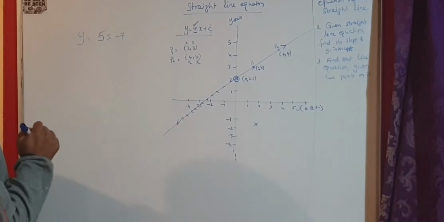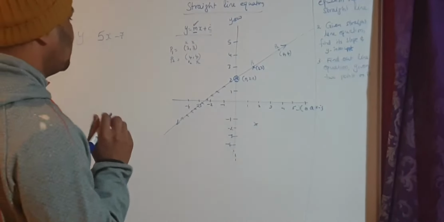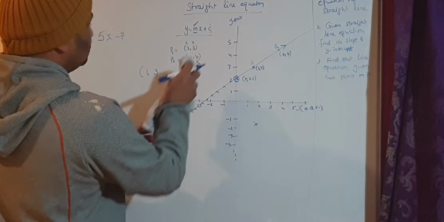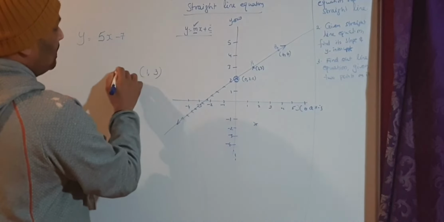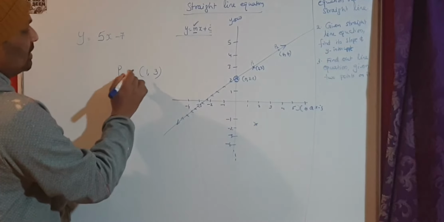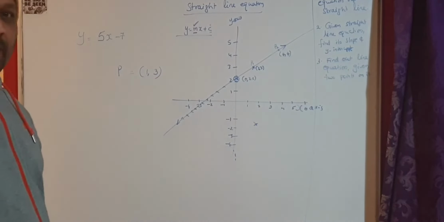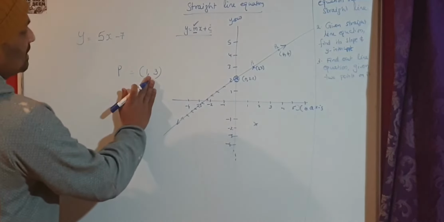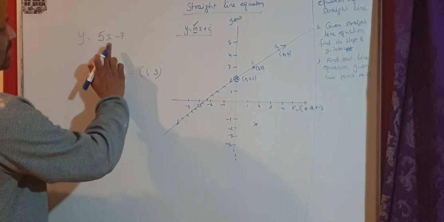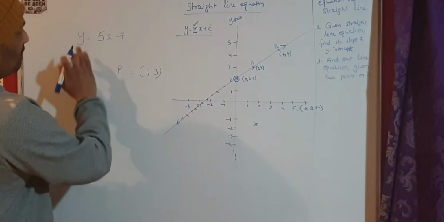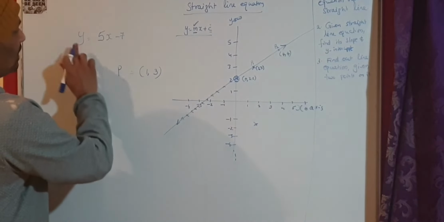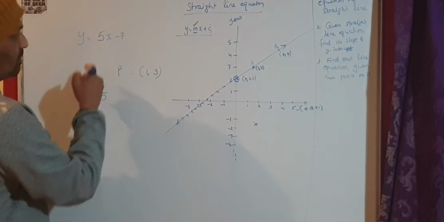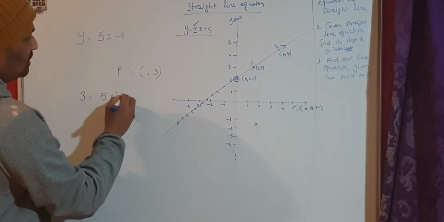So, I have given you the straight line equation and I ask you to check if a point, for example P, 1, comma 3, lies on this straight line or not. How are you going to do it? The way to do it is simply substitute the x value with 1 and the y value with 3. I'm putting y as 3 here, and 5 is anyway constant, which is the slope in this case. What is x? I'm putting 1, minus 7.